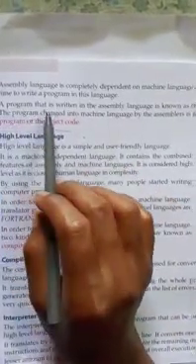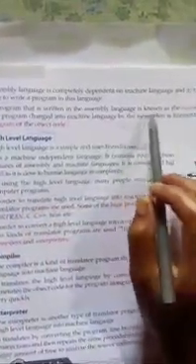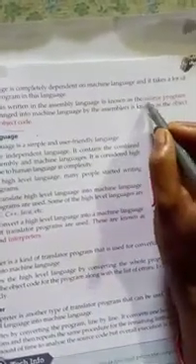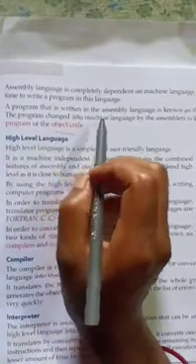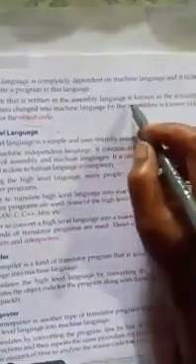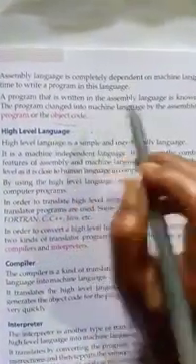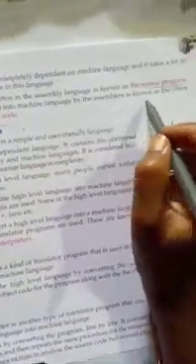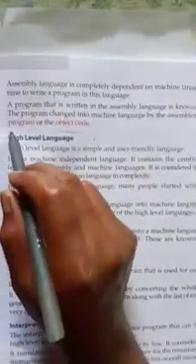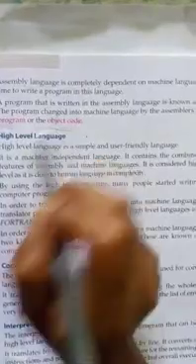A program that is written in the assembly language is known as a source program. The program changed into machine language by the assembler is known as an object program or the object code.